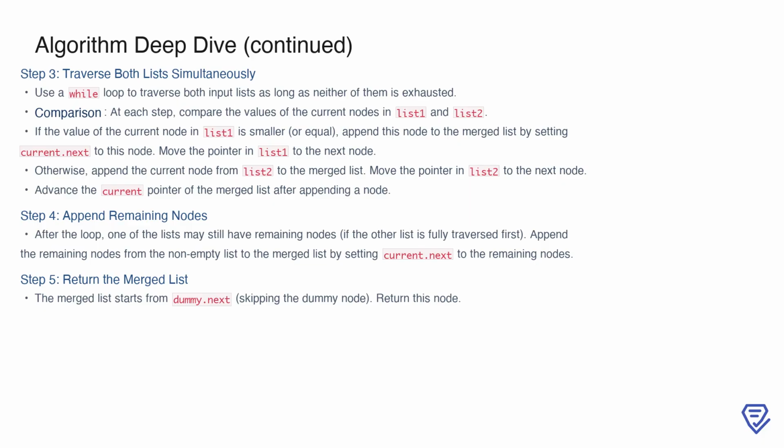At this point, the other list may still have remaining nodes. These nodes are already sorted, so we can append them directly to the merged list by setting current.next to the remaining nodes. Finally, the merged list starts from dummy.next, as the dummy node itself is just a placeholder. We return this node to complete the algorithm.